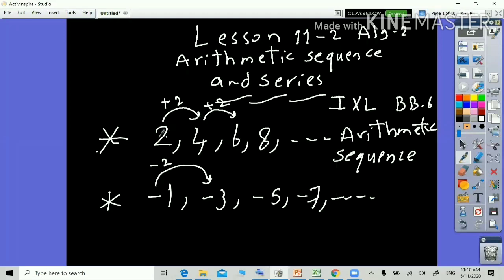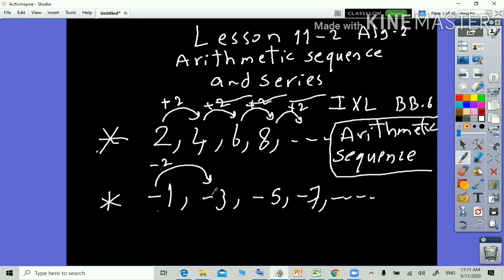If you concentrate, you will find I add 2 each time. 2 plus 2 is 4. 4 plus 2 is 6. 6 plus 2 is 8. And so if you would like to find the next term, add 2. Because each time I add, it's called an arithmetic sequence.